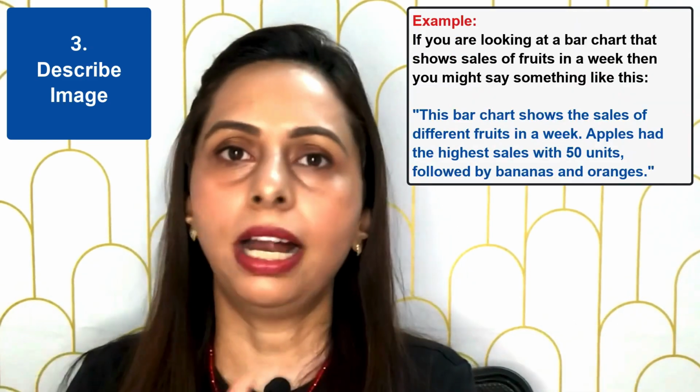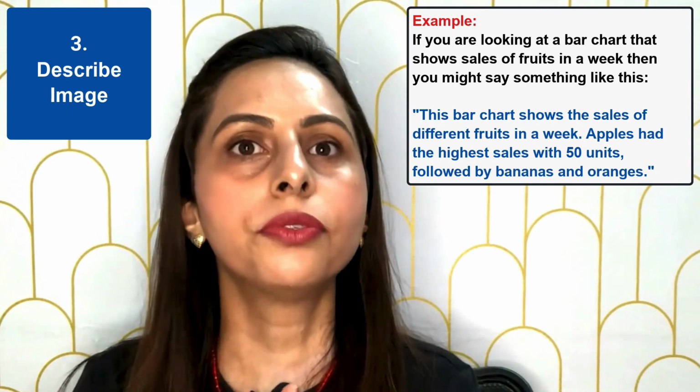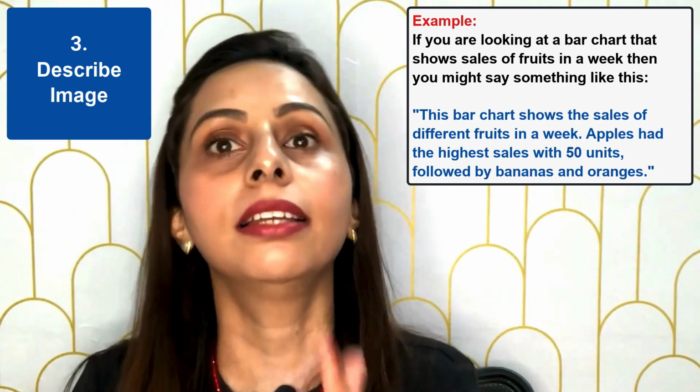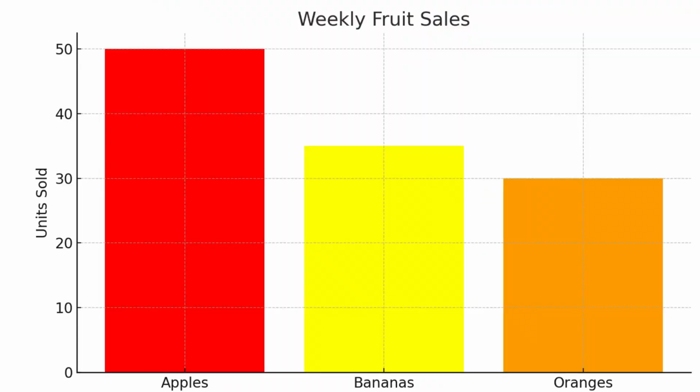Next, we will look at the describe image. So what do you need to do in describe image? You will see an image and you will have to describe it in detail within 40 seconds. For instance, if you are looking at a bar chart that shows sales of fruits in a week, then you might say something like this. This bar chart shows the sales of different fruits in a week. Apples had the highest sales with 50 units, followed by bananas and oranges.